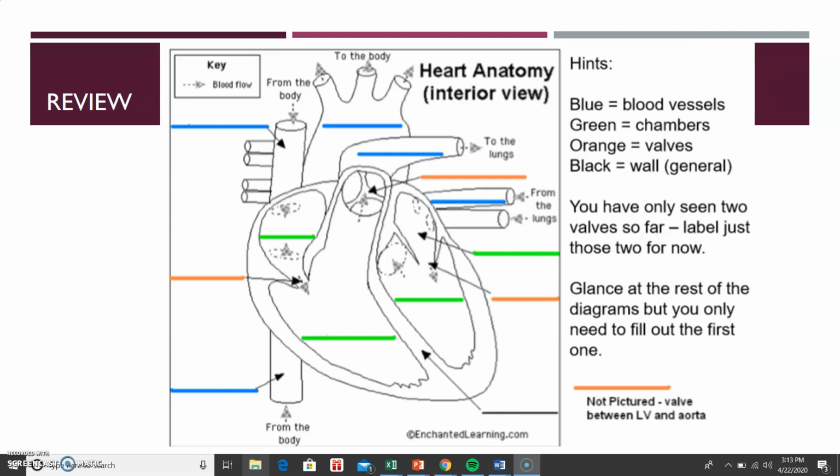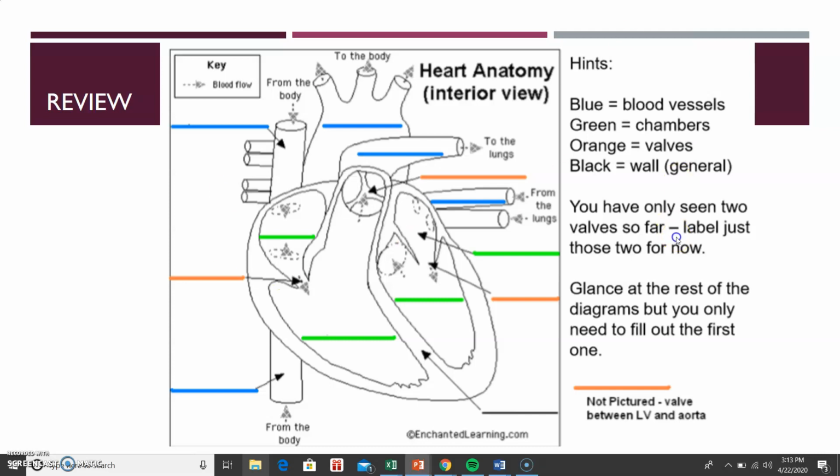You've only seen 2 valves so far. They should have been in your IP from last night. Just label those 2 for now and then glance at the rest of the diagrams, but you only need to fill out the first one. Oh, you don't have access to the rest of the diagrams. Sorry, it's a packet that usually is printed out. So right now, just try to fill this out, pause the video, and we'll go over it.